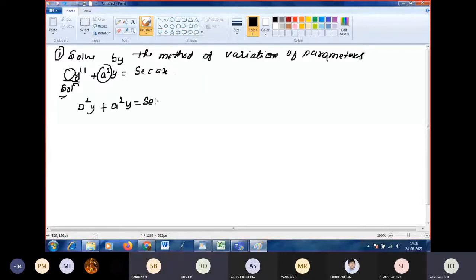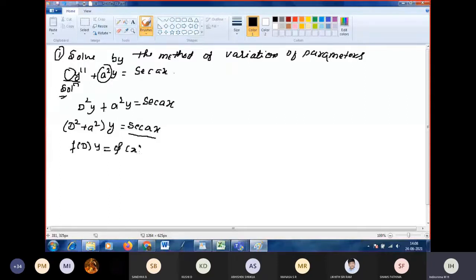Take y common. So D square plus a square into y is equal to secant ax. Is it possible to solve it by type 1, type 2 or type 3? No, ma'am. We cannot solve it by any of the three methods. So it is of the form f of D into y is equal to phi of x.